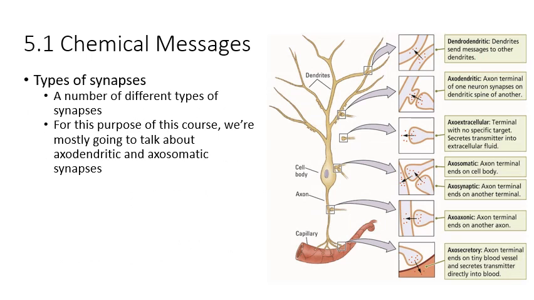There are a number of types of synapses. For simplicity, I don't expect you to know all of these. For the purpose of this course, we're mostly going to be talking about axodendritic and axosomatic synapses. Axodendritic are the ones where an axon synapses with a dendritic spine or any part of the dendrite of another cell, and axosomatic is when an axon of one cell synapses with the soma, or the cell body, of another cell.